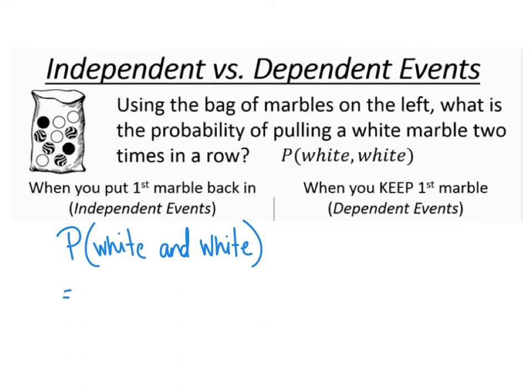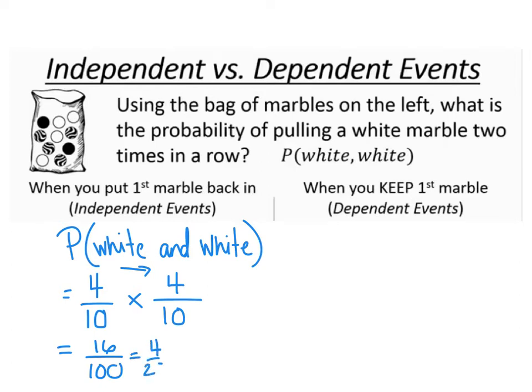well, what's my chance of getting the first white? I see 4 out of how many total are in the bag? I see 10 marbles in that bag, okay? You're going to multiply that by, again, you put that marble back in, so there's still 4 and there's still 10 in that bag. You can multiply straight across. That would be 16 out of 100, which reduces to 4/25. And you can change that to a decimal if you want, or just leave it as a reduced fraction.